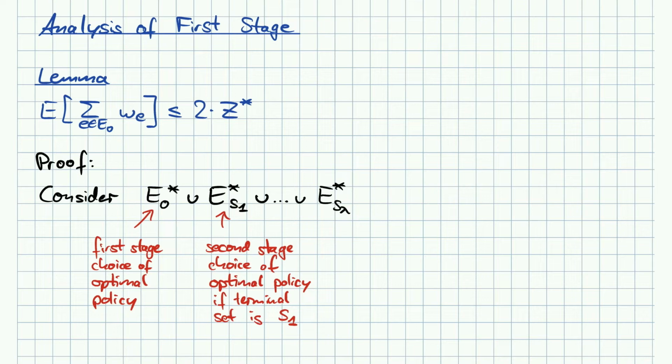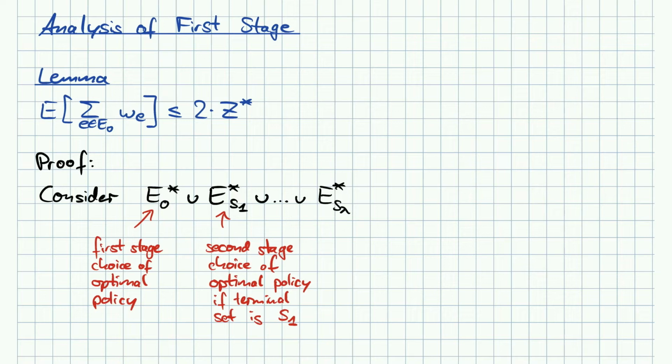Good. Now, of course, the terminal set can be S1, it can be S2, it can be S3, it can also be S lambda. All these are possible sets of terminals which the optimal policy has to be prepared for, because this is exactly where these sets come from. We are drawing them from the distribution.